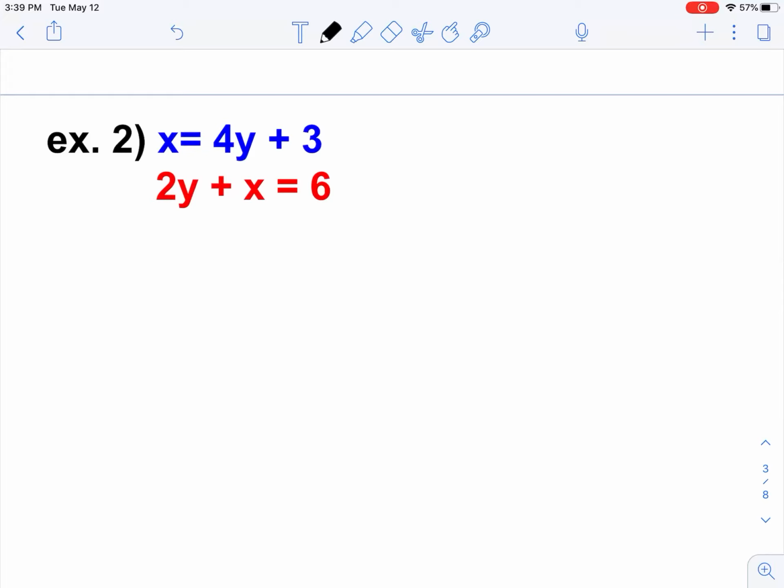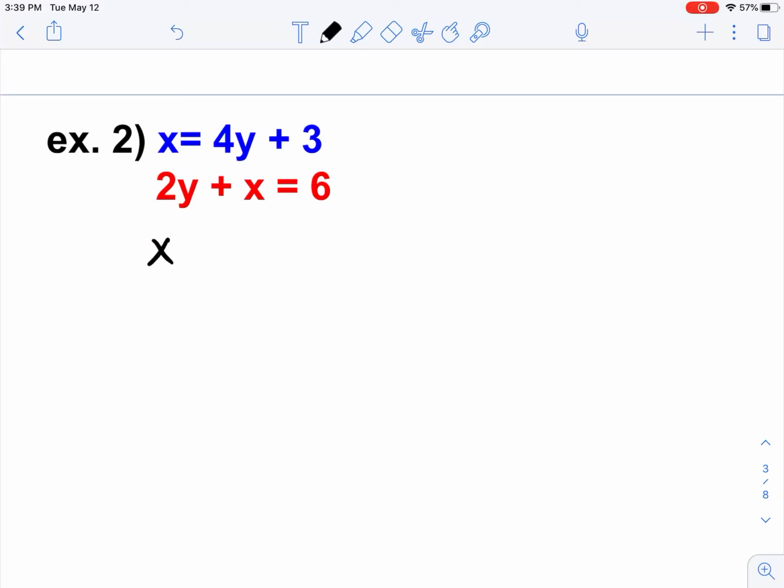Okay, here's our next one. If we look here, the blue equation this time has a variable by itself. Remember, it could be x or it could be y. This time it's x again. As long as you have one equation where a variable is alone on one side of the equal sign, then you are ready to go with substitution.